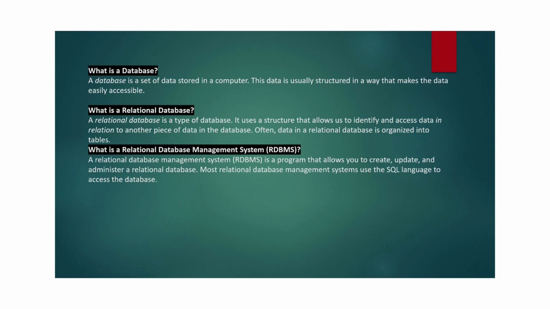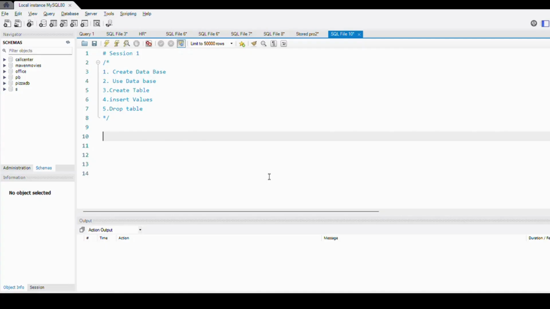In a relational database, we store the data in a structured way, that is in the form of tables with columns and rows. In a relational database system, we use the SQL language to fetch or retrieve the data, and to create a database.